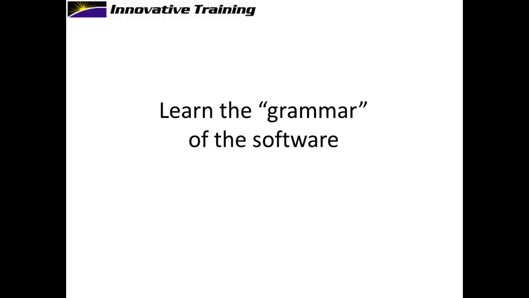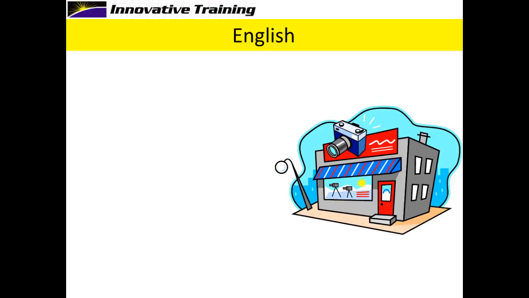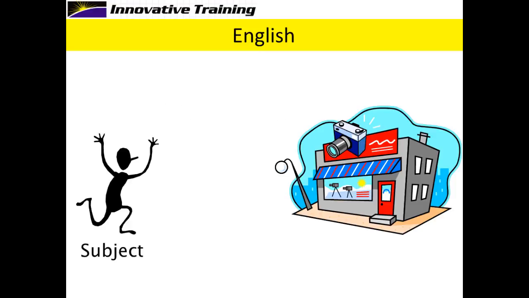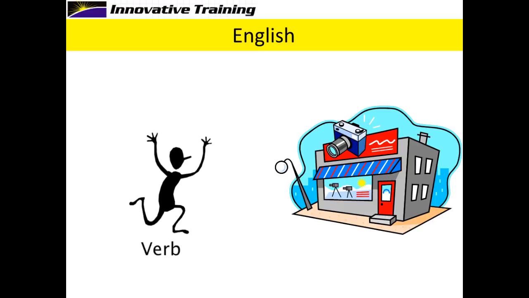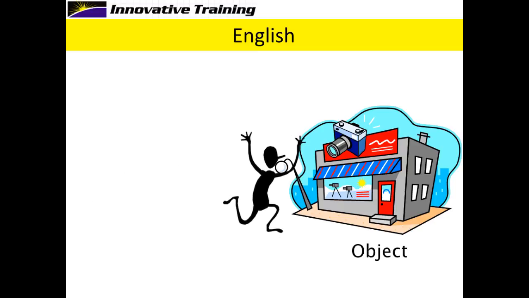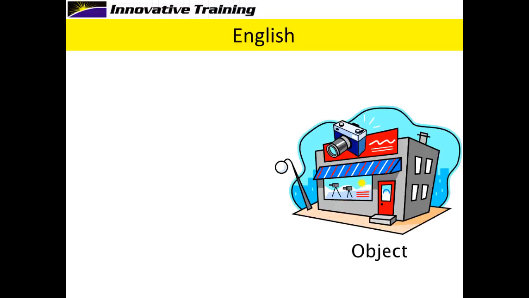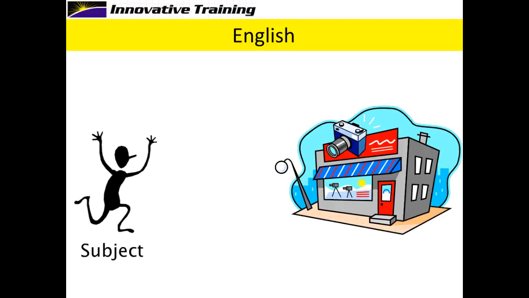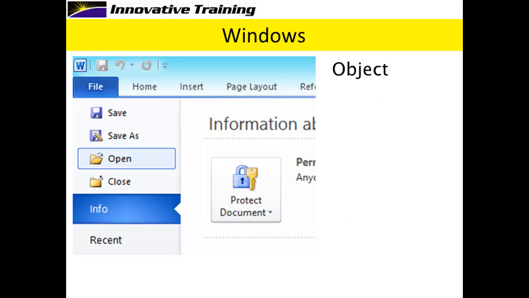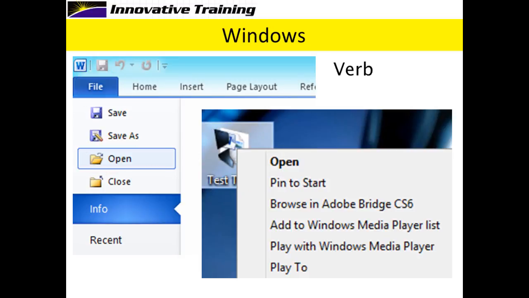So let's take a look at the grammar in English, and then we can see how that relates to the grammar in Windows or other software. So in English, I start with a subject, for example, I, and then I have a verb, like ran, and then we follow it with an object, like to the store. I ran to the store. Subject, verb, object. Windows, linguistically, is exactly the opposite. We always start with the object, like a file, open. We have our verb, or this icon, the object, open, the verb, or pin to start menu. So Windows isn't linguistically ergonomic.